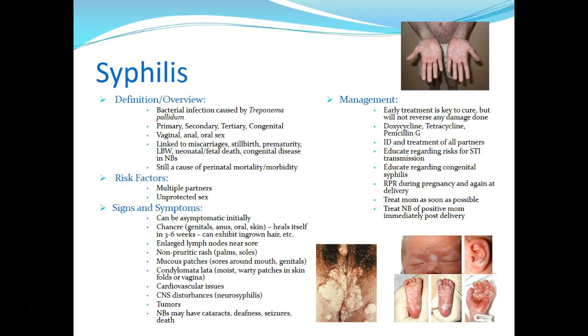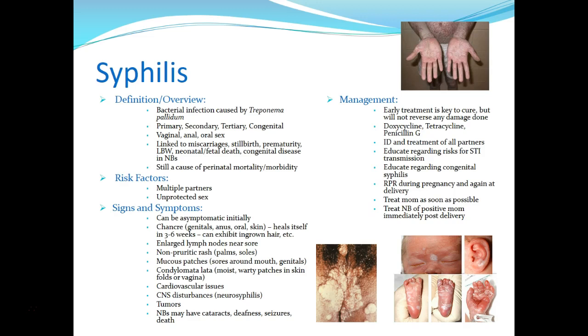So you also might see enlarged lymph nodes near that sore. You might find people who have a non-pruritic rash, so it does not itch, and they do have it on the palms and the soles of their feet. Mucus patches or sores around the mouth and the genitals.